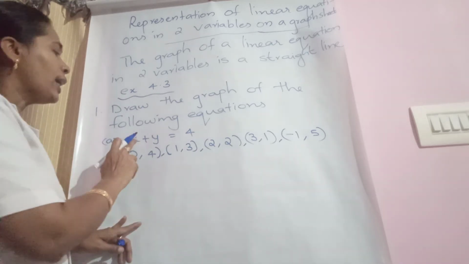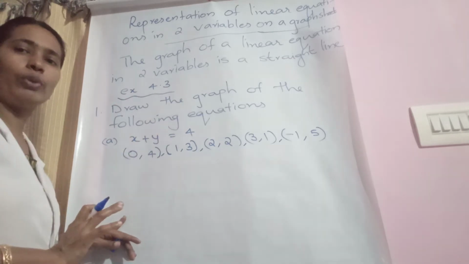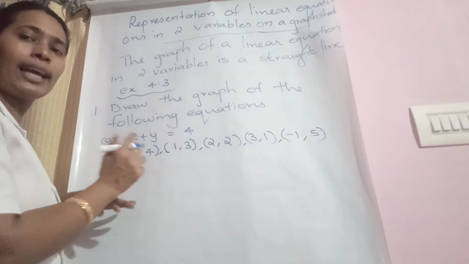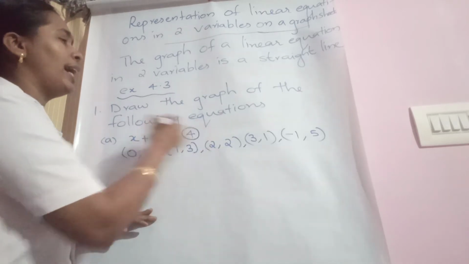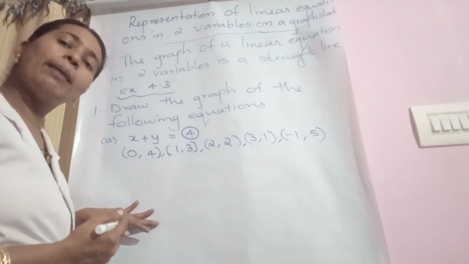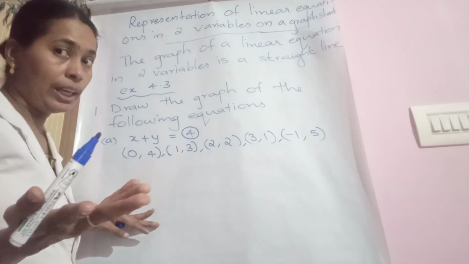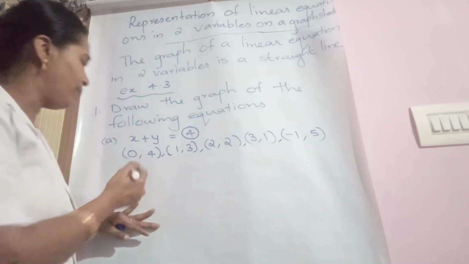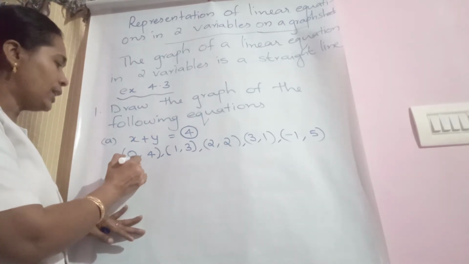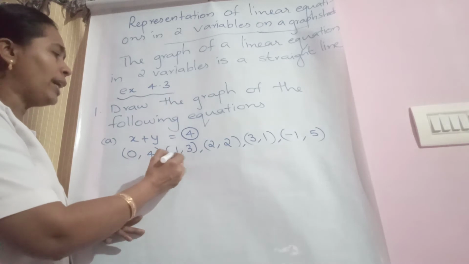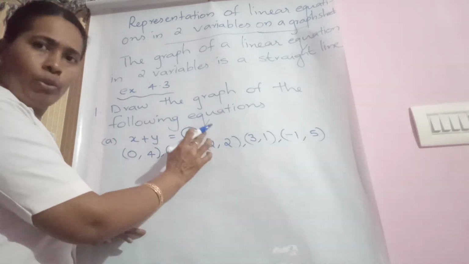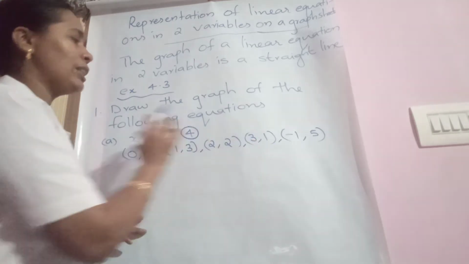First one: x plus y equal to 4. The condition is that if you add x and y, you need the result as 4. So what are the possible pairs whose sum is equal to 4? Very clear to you, because only 4 is required. Let me start with 0. First x value 0, so 0, 4. Then 1, 3: 1 plus 3 is 4. 2 means 2 plus 2, 4. 3 means 3 plus 1, 4.